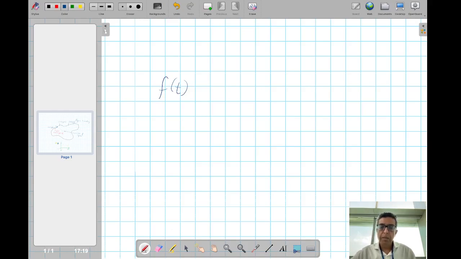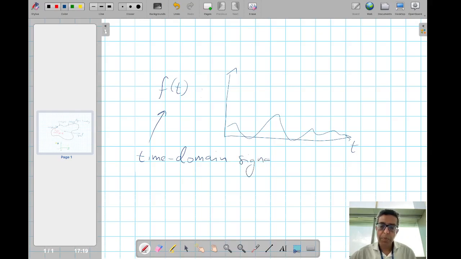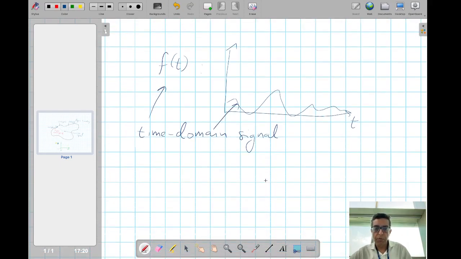That f of t is simply going to be some kind of amplitude that varies as a function of time. So there's our time domain axis, and we've got some waveform or signal that varies as a function of time. So that's our f of t. We call this a time domain signal. By time domain, we mean that we have a representation that's an amplitude as a function of time.